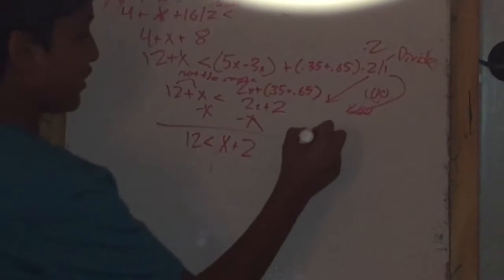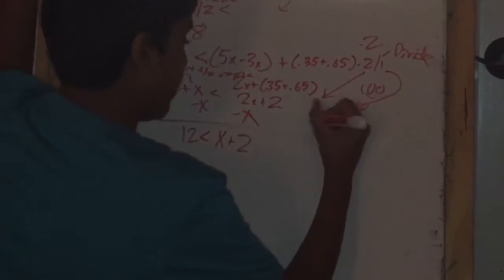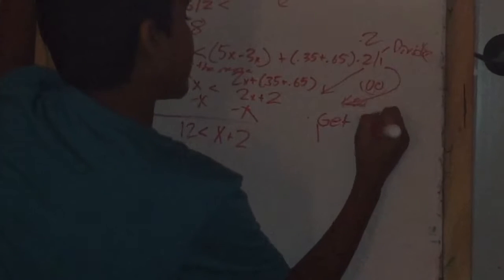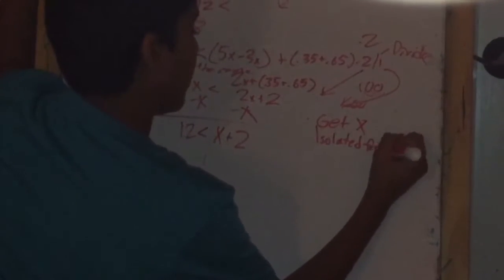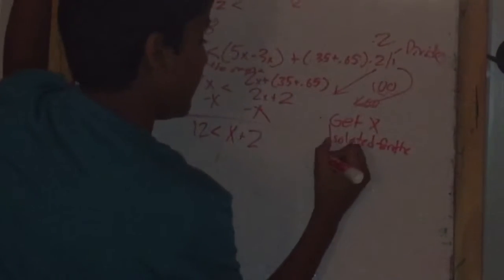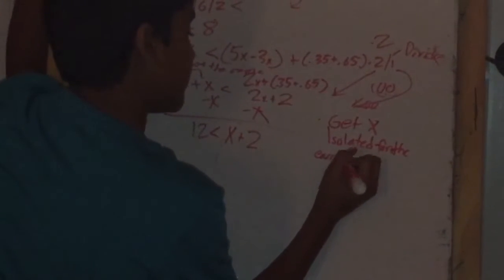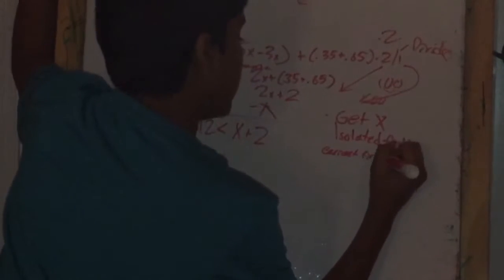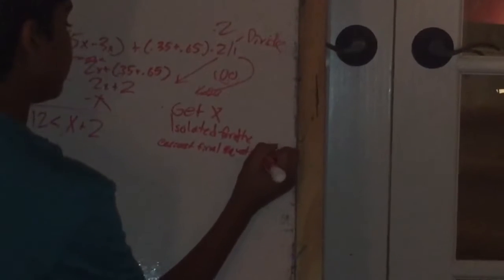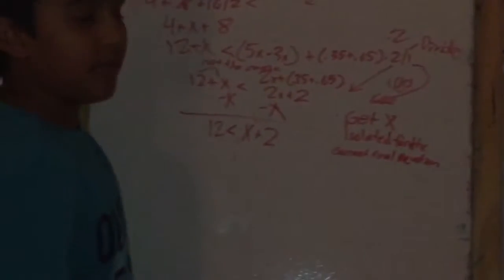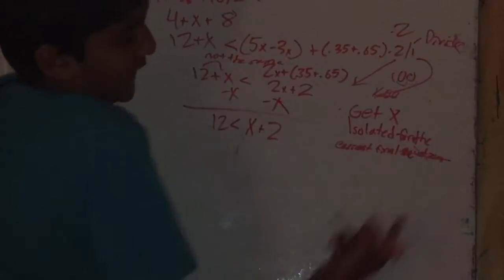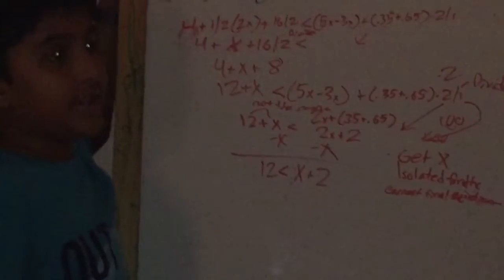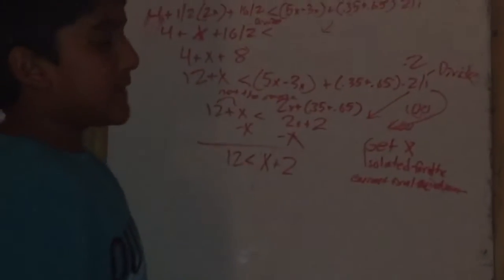Remember this. I'm just writing a note right now: get x isolated for the easiest final equation. Remember, it's not an equation. It's an inequality because they don't add up. So the final inequality would be like 2x is less than 4.